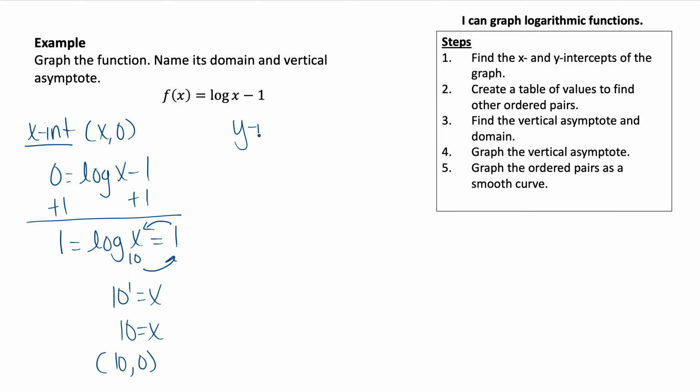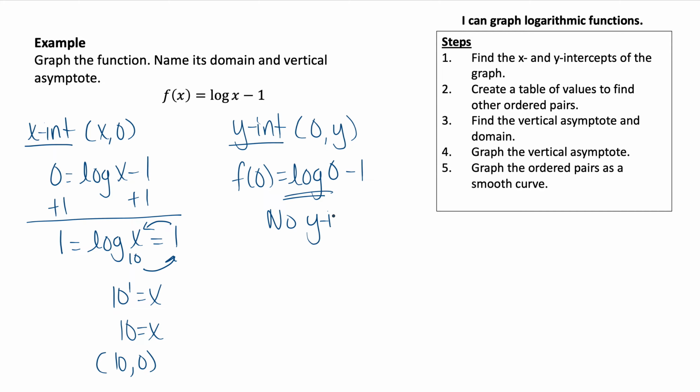Now let's figure out the y-intercept. The y-intercept is going to occur where x equals 0, right? So if we plug into this function, we have f of 0 equals the log of 0 minus 1. Once again, we're trying to take the log of 0, so that won't work. So there will be no y-intercept. Now let's go ahead and graph this using our table of values.